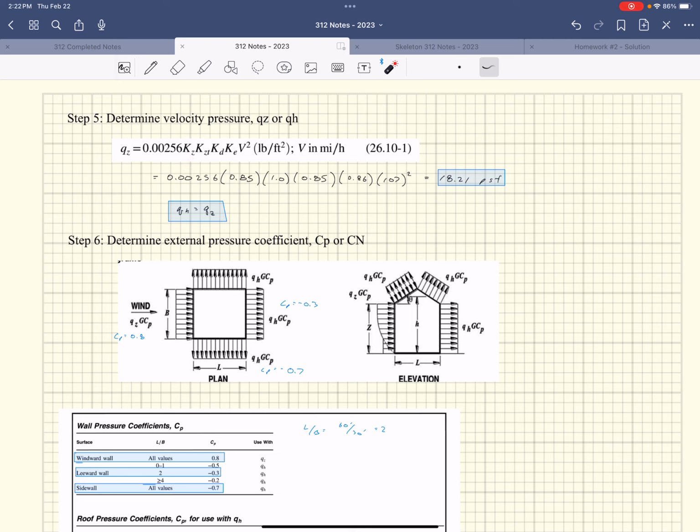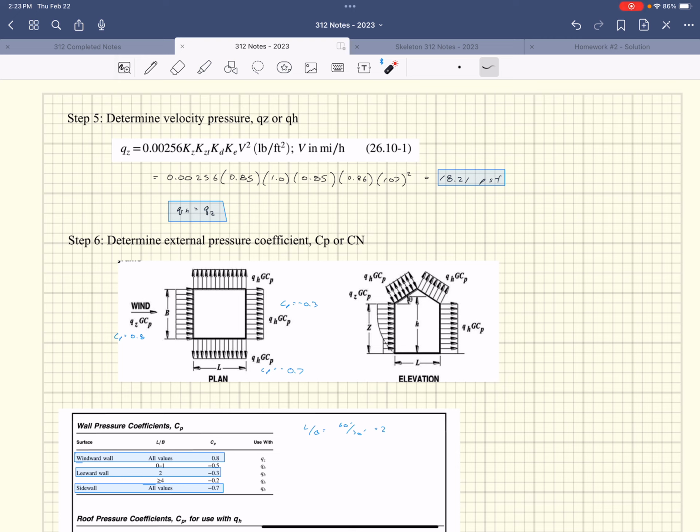That's in the homework. For this particular problem, again, there's just one thing. So we just plug in all the values: 0.00256, KZ in this case was 0.85, KZT in this case was 1.0, KD was 0.85, KE was 0.86, and our velocity that we got was 107. So you plug all those values in, and then out pops 18.21 PSF, okay? And again, QH is equal to QZ, so both of those things are 18.21.